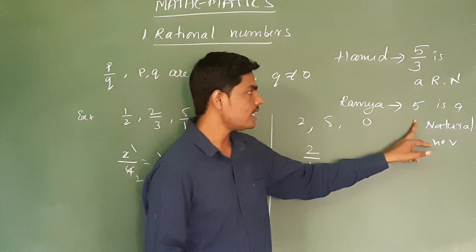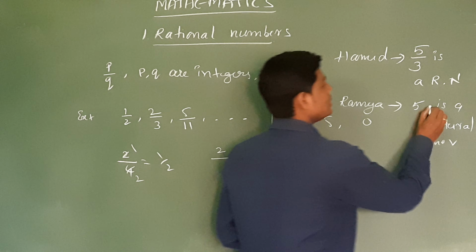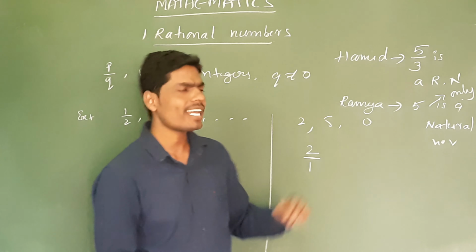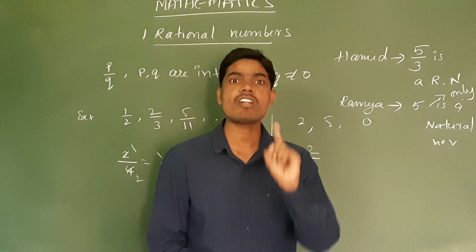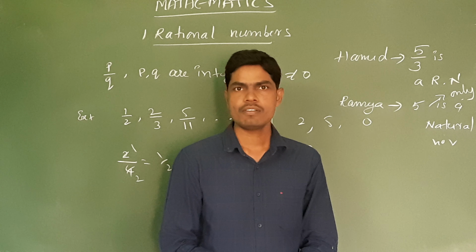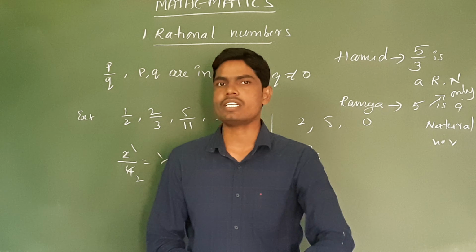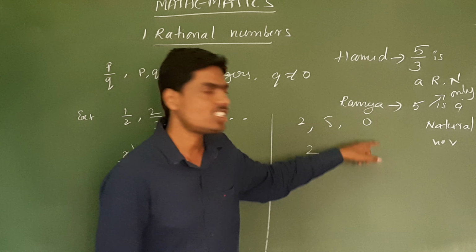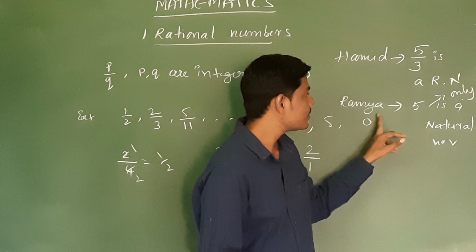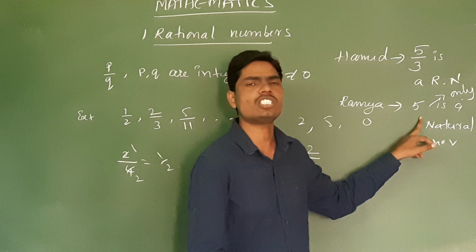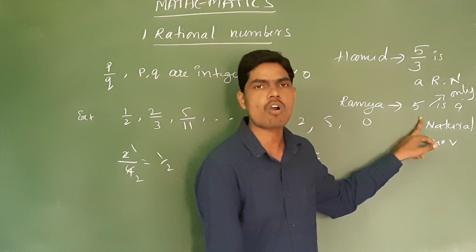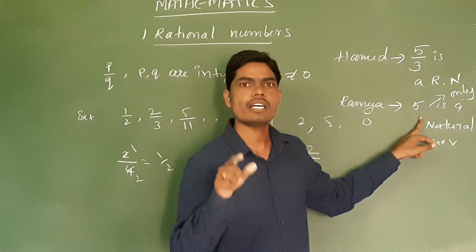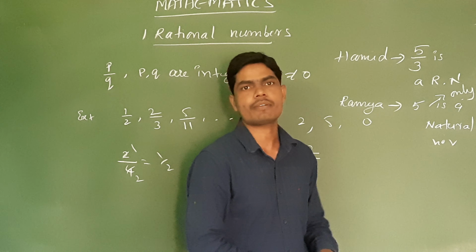Next, Ramya. She is saying 5 is only a natural number. Yes, 5 is a natural number. But 5 is also a whole number, 5 is also an integer, and 5 is also a rational number. But Ramya is saying that 5 is only a natural number. No, it is completely wrong. 5 is a natural number and also a whole number, an integer and a rational number.